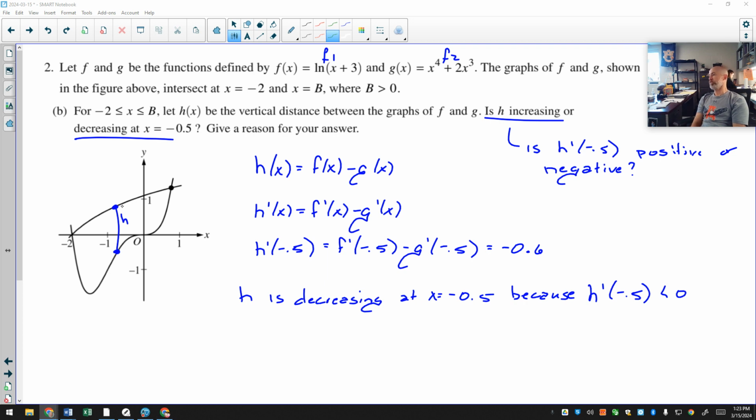I need an expression for H. That'll just be top minus bottom. Then I need H prime. Well, that'll just be f prime minus g prime. And then I need to figure out what H prime at negative 0.5 is and use your derivative at a point command. You have a calculator. You get negative 0.6. That's a negative value. Therefore, H is decreasing.